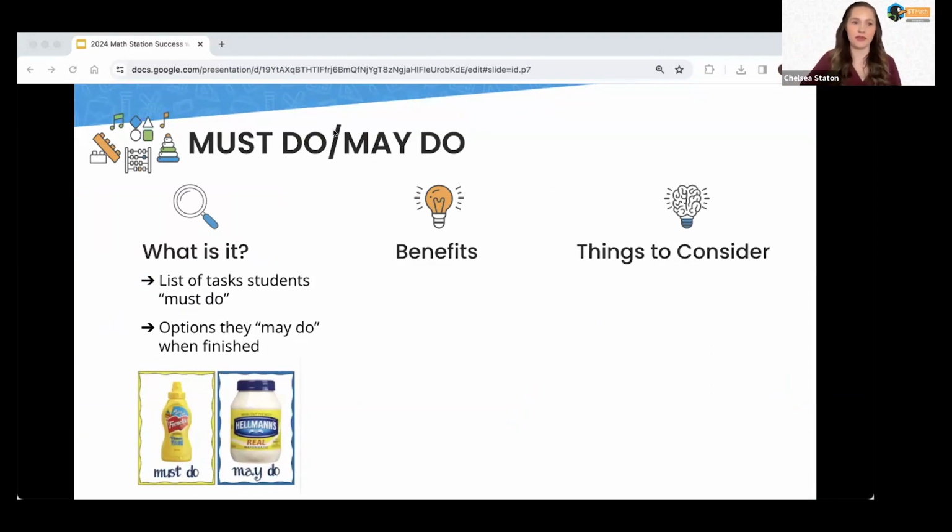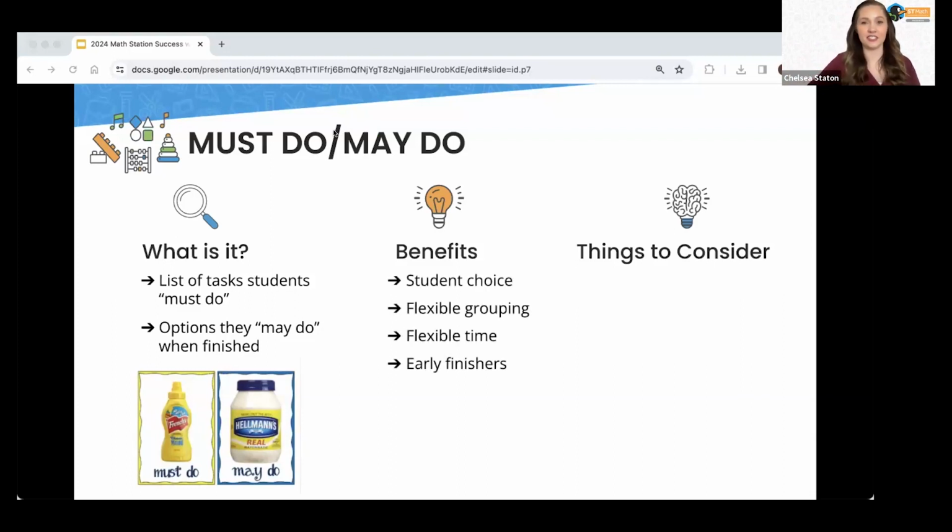So for must do, may do, this is when students are given a list of tasks that they must do, and then they are given other options that they may do when they finish the other task. Some of the benefits of this is it gives students choice, which they appreciate. They have some choice in the order that they work on the must-do items. It gives you as the teacher the ability to group students a little bit more flexibly.